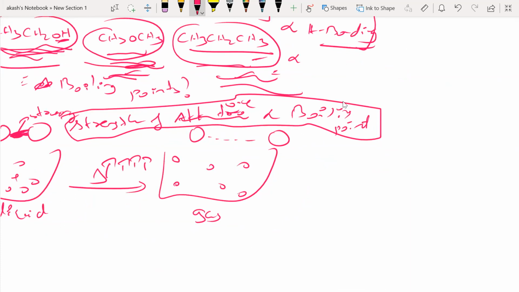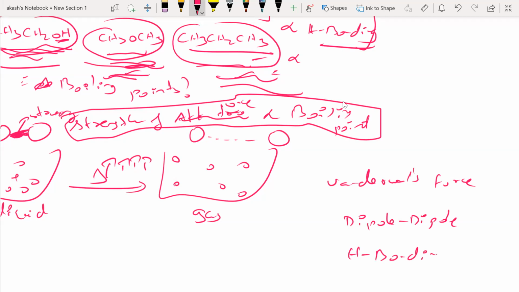First of all, we can have Van der Waals force, or we can have something called dipole interactions, or the third one you can have is hydrogen bonding. Obviously, hydrogen bonding is the strongest one. Then comes dipole, and then the weakest of them all is Van der Waals forces.